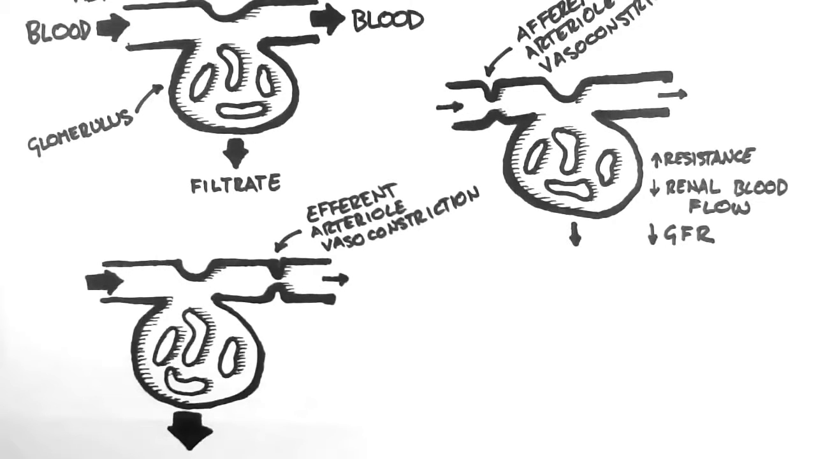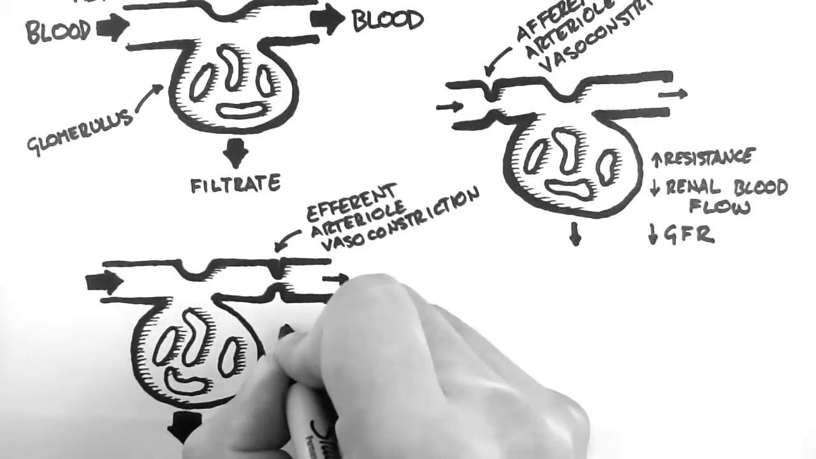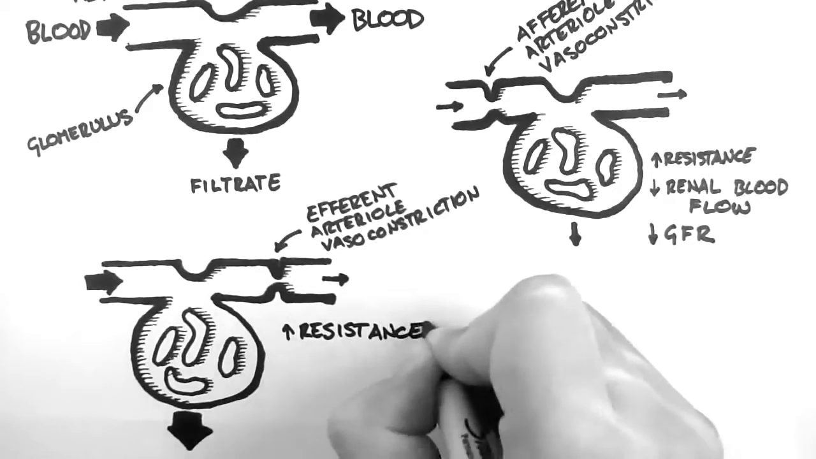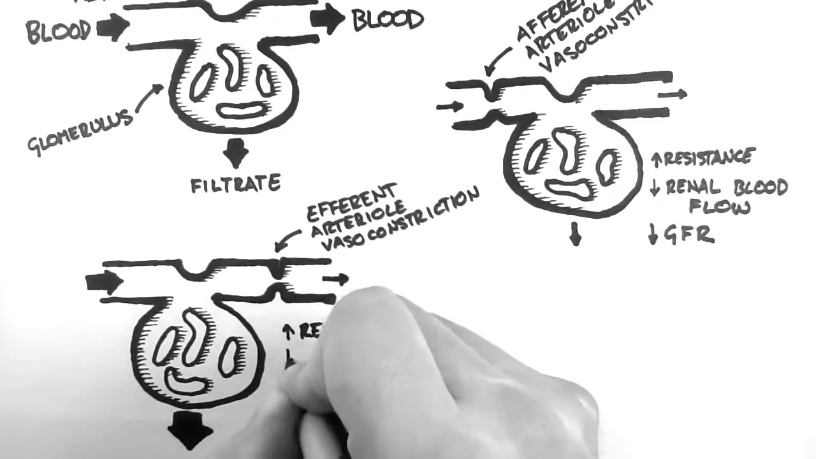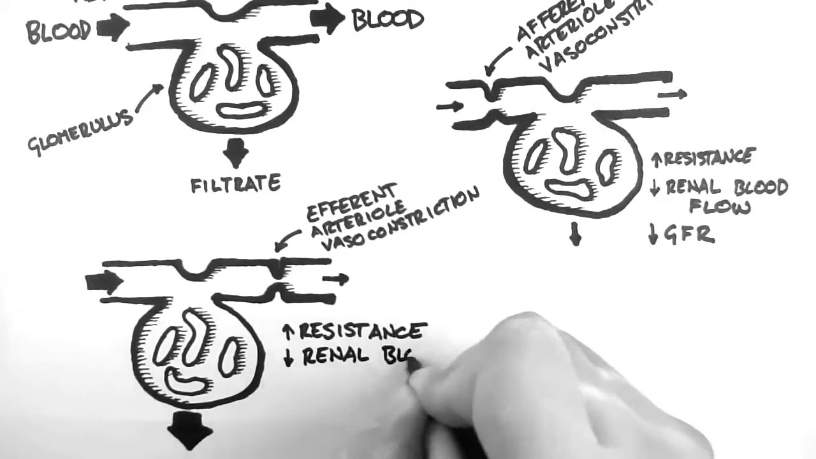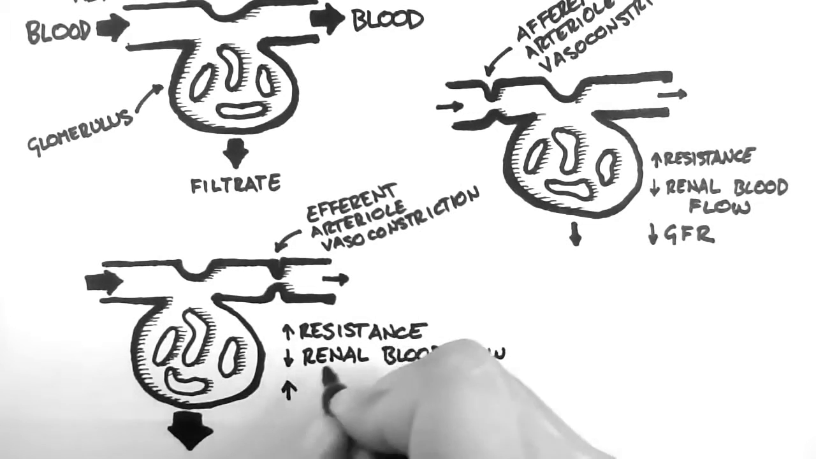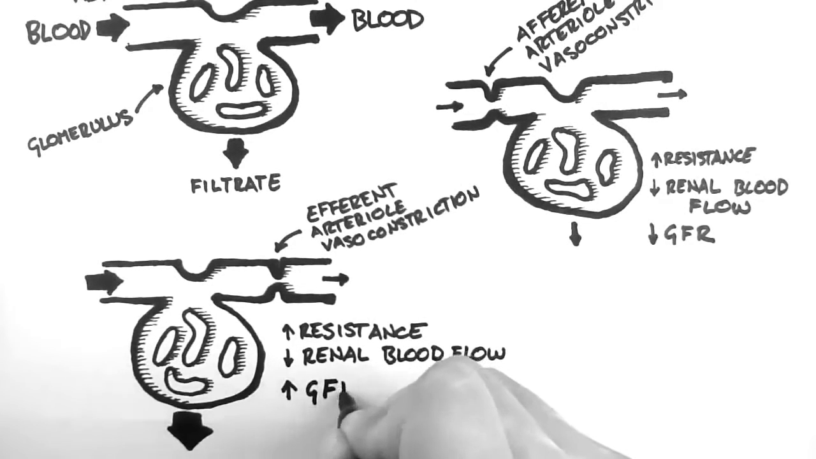Now, just one thing that can be a little confusing. Because there is efferent arteriolar constriction, there is still increased resistance to blood flow. This means that there will be reduced renal blood flow. However, because the constriction is after the glomerulus, not before, there will still be an increased glomerular filtration rate.